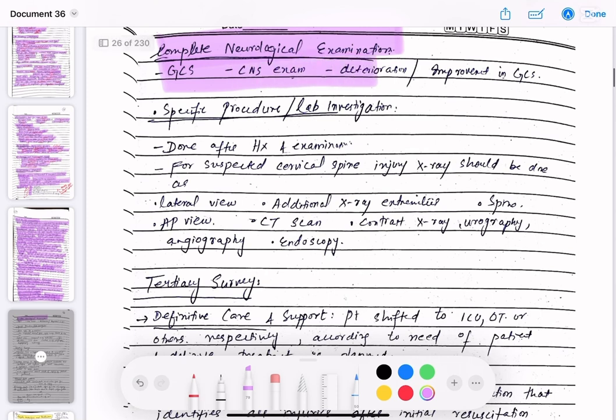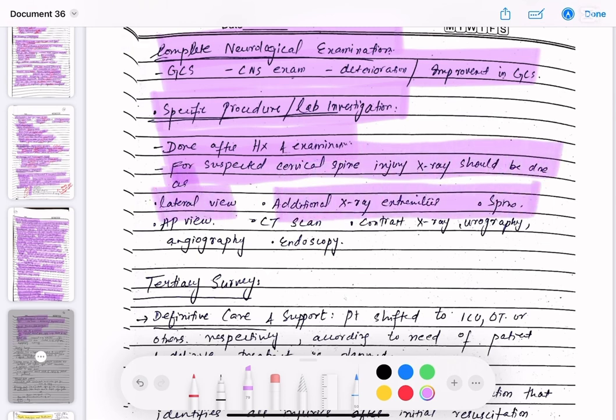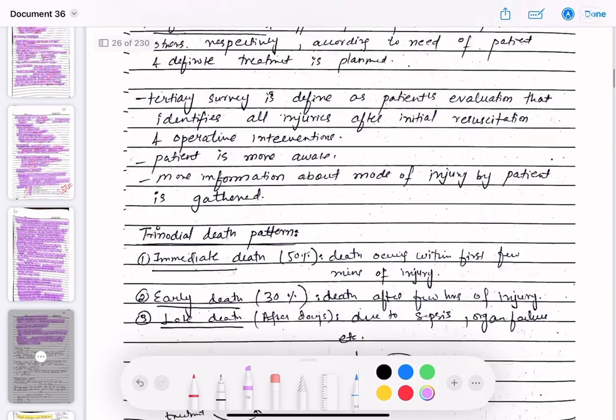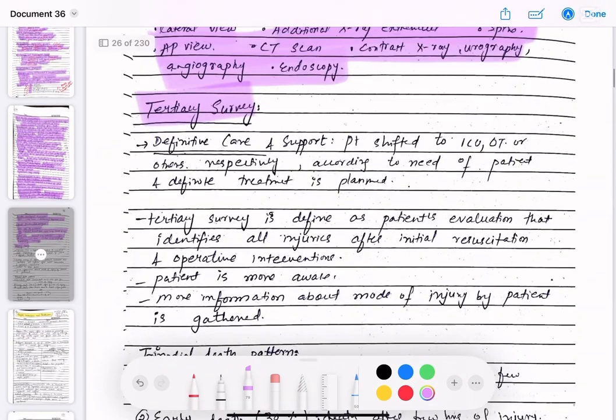A specific procedure or lab investigation is done after the history and examination. For suspected cervical spine injury, X-ray should be done as lateral view, additional X-ray, AP view, CT scan, contrast X-rays, urography, angiography, and endoscopy. In the tertiary survey, definitive care and support is provided. That is, the patient is shifted to the ICU or OT or other, according to the need of the patient, and definitive treatment is planned.